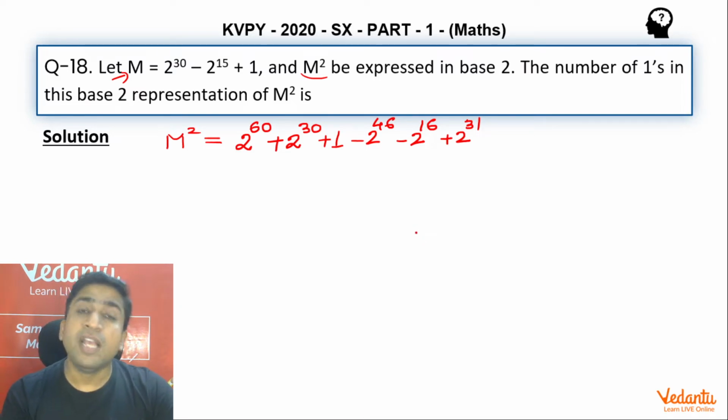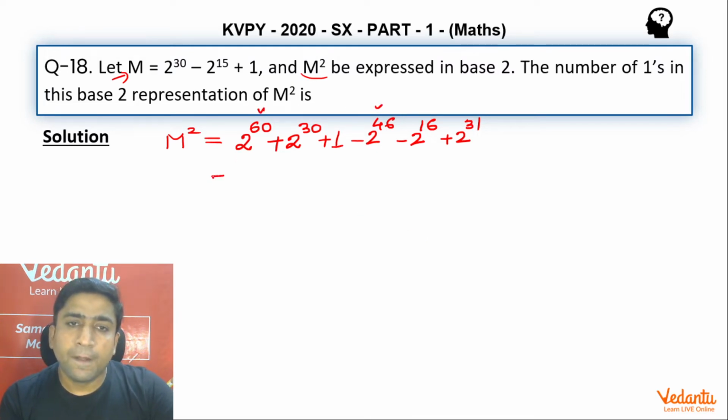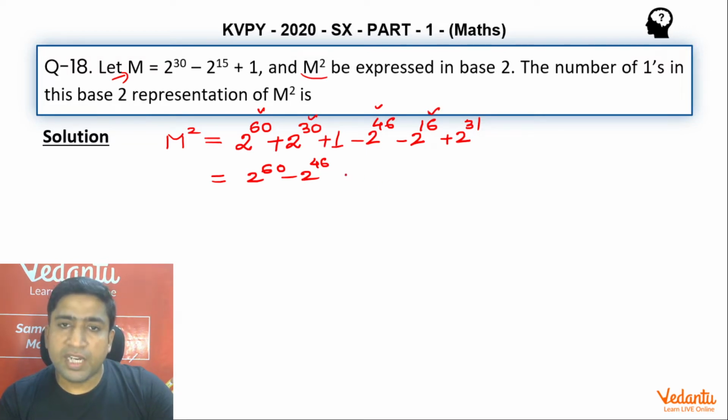Now it's all about the expression, how you are going to handle this very question. I'll just ask you one very simple thing. Please tell me, if I club these two components, that is 2 to the power 60 minus 2 to the power 46, and if I club the second and fifth also, I'm just writing it like 2 to the power 30 minus 2 to the power 16 plus 2 to the power 31 plus 1. I'm just going to write it like this.